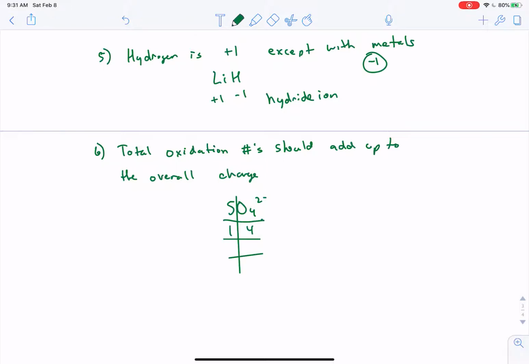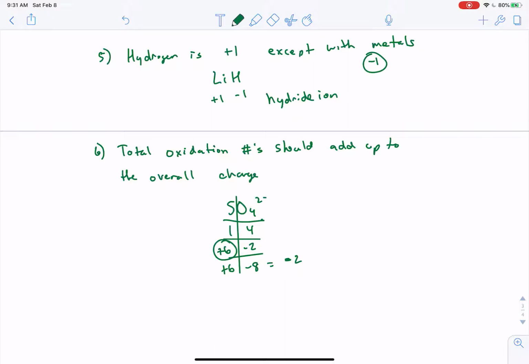So 1 and 4. And this is -2 because of our rule before, so that's -8. And that has to equal -2 overall because of this 2-. So therefore this has to be +6, and +6.